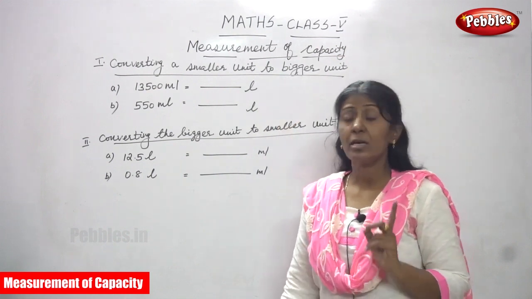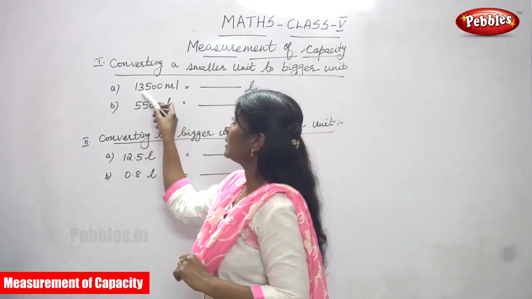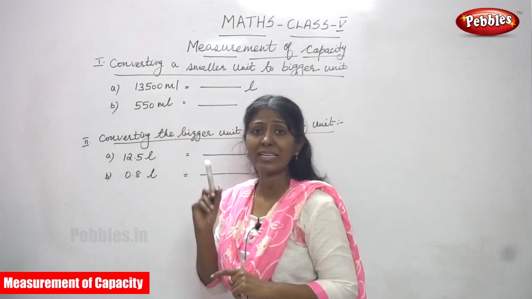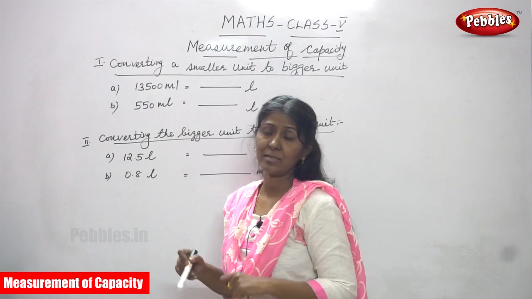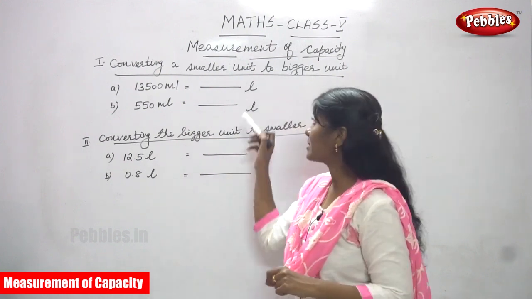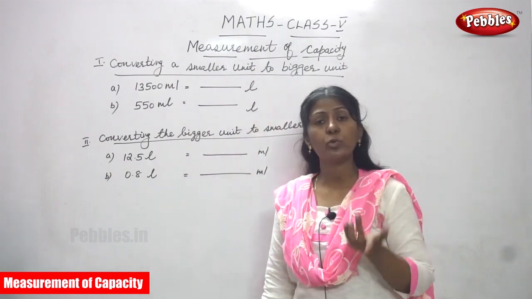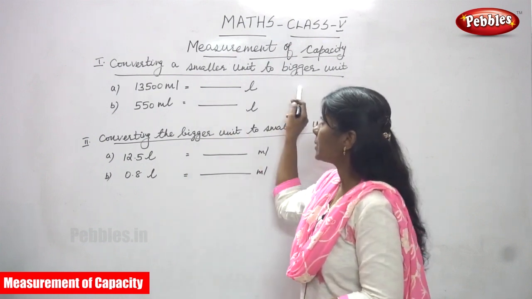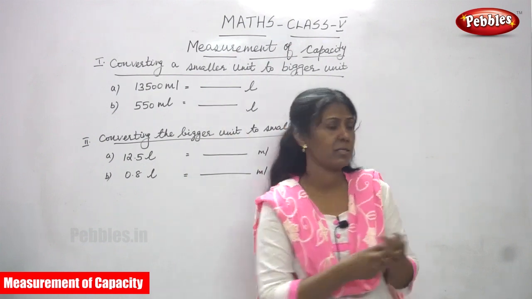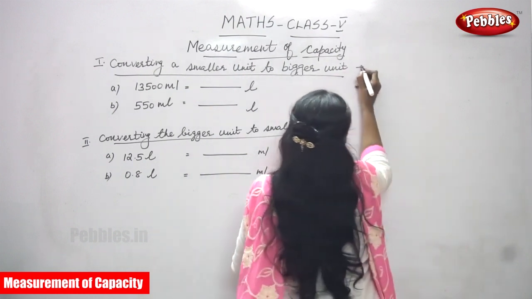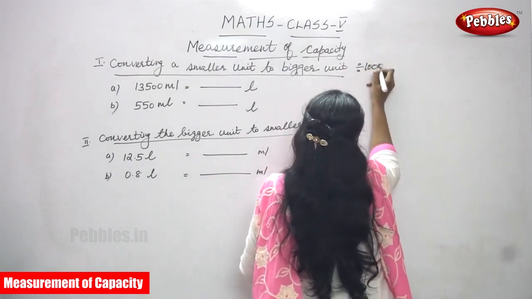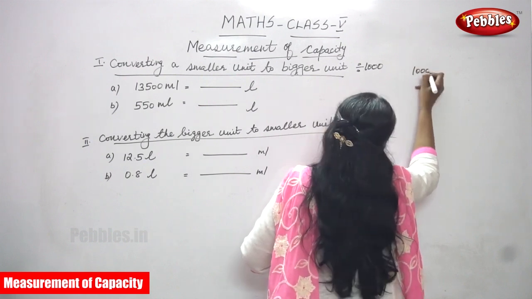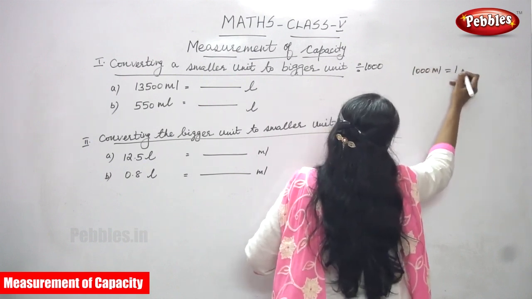The first question, first subdivision A: 13,500 ml. ml is called milliliter. 13,500 milliliter is converted into liter. So I told you, smaller to bigger means you have to divide. That is the division, division by 1000. I have already told you, 1000 ml is equal to 1 liter.